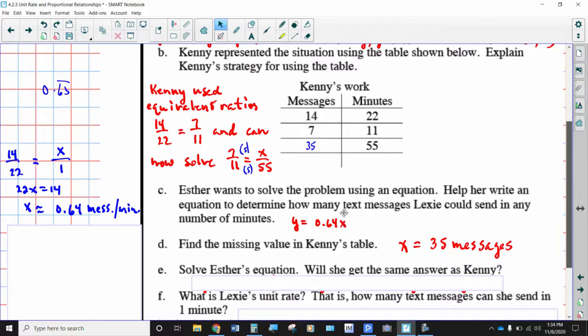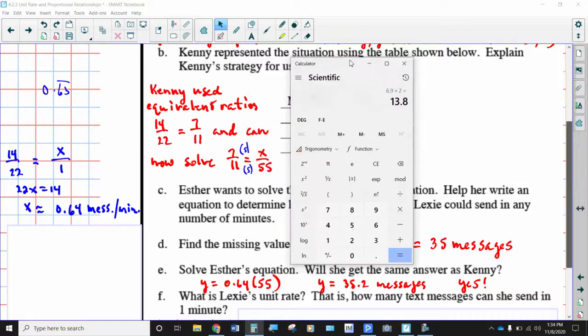Now, we have to be careful of this because I rounded up this unit rate. That means that our answer, when we multiply x times 0.64, 55 times 0.64, we're actually going to get something a little bit higher than 35 because we had to round this up. So let me just show you, when we solve the equation using this, we get 35.2 messages. That's the danger in rounding.